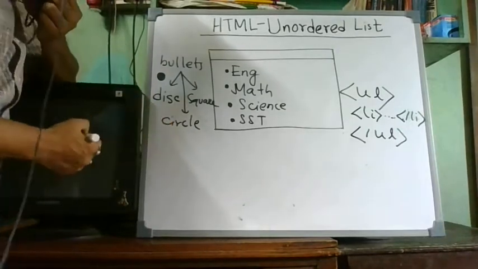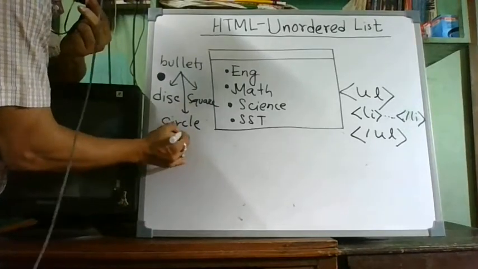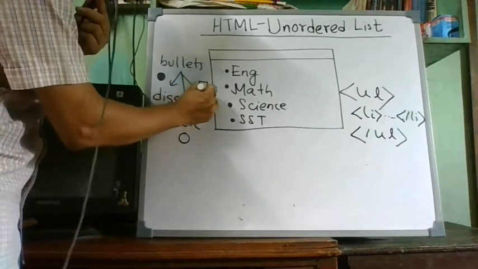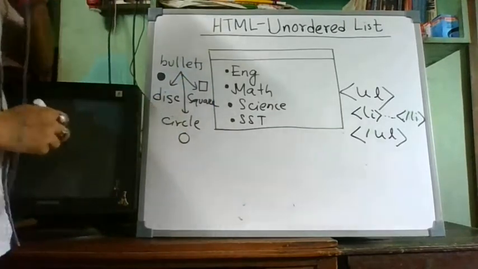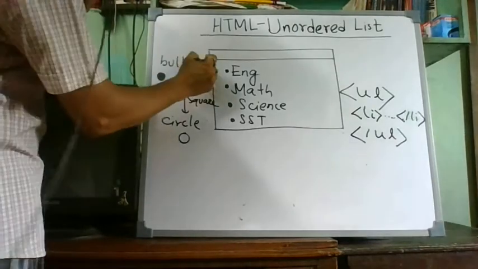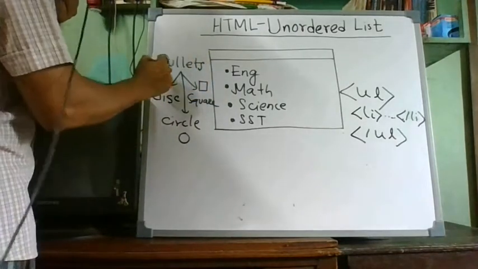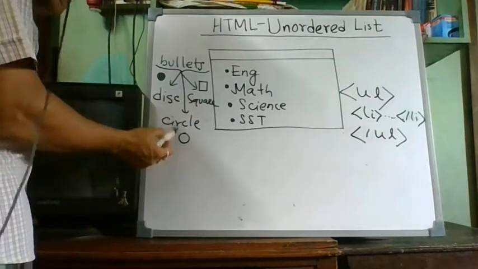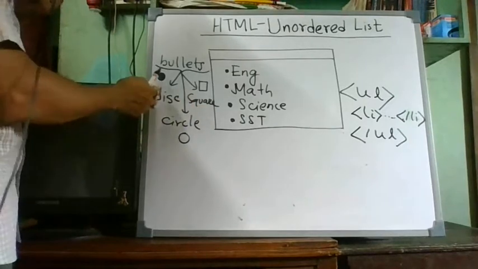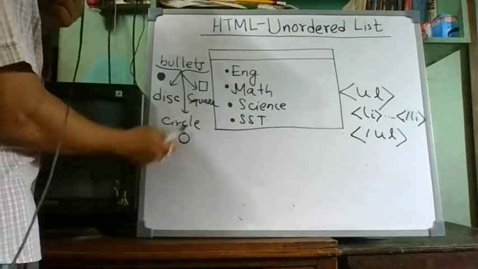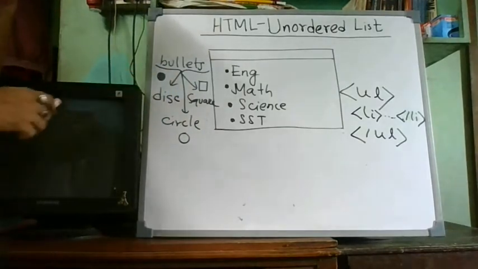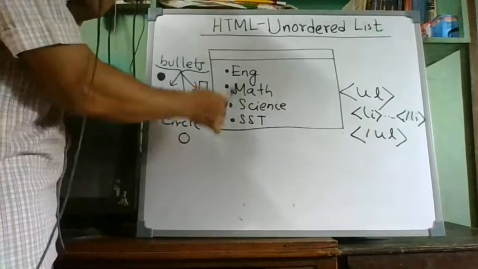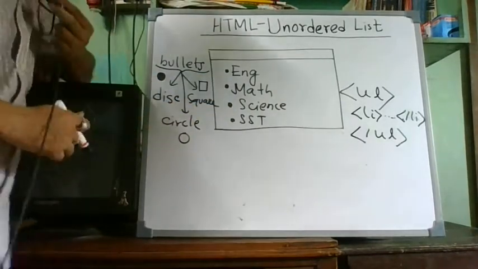If you are using circle, then it will be an empty circle. If you are using square, then the bullet will look like this. So in an unordered list, we can use three types of bullets: circle, disk, and square. Disk will be a filled disk, circle will be like this, and square will be like this. Now, how can we change and apply these bullets in a UL list? Let's start.